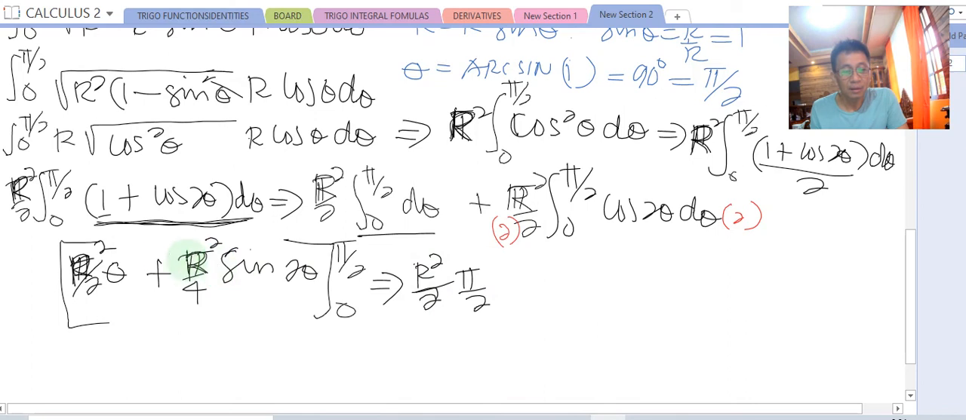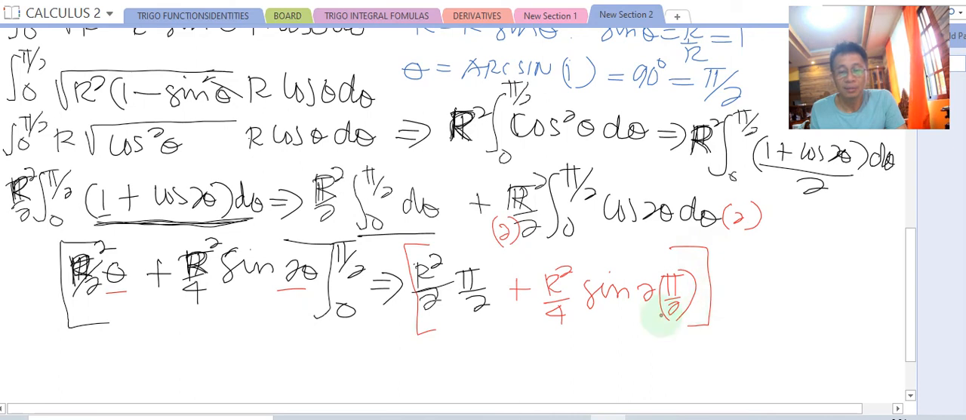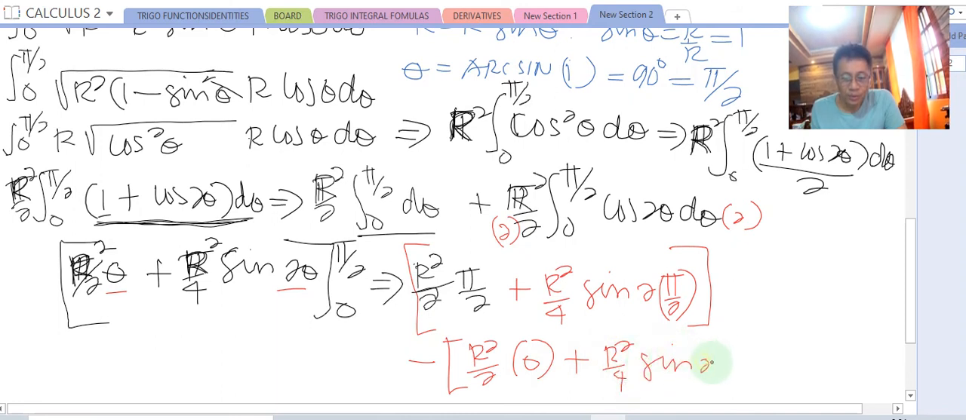So, upper limit. We will substitute the limit, the pi over 2 here. This is the upper limit first. Plus R squared over 4 times sine of 2 times pi over 2. So this is the upper limit. Minus now, I'll write the lower part down here. Again, we substitute 0 here. So we have R squared over 2 times 0 plus R squared over 4 times sine of 2 times 0. So the upper limit minus the lower limit. Let's see what happens.